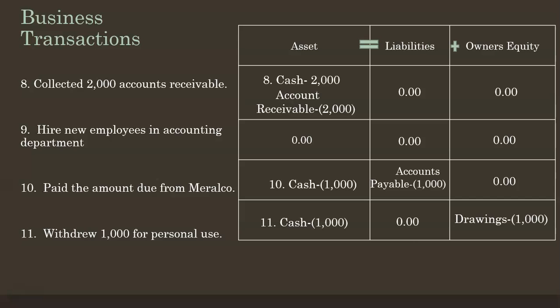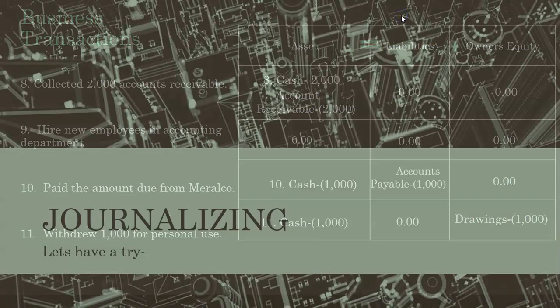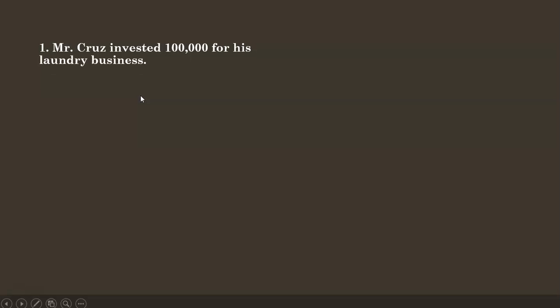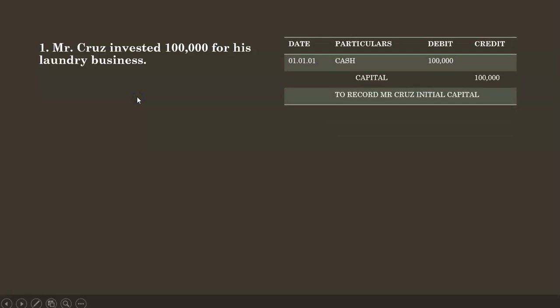When you're done, you know the effect on the asset, liabilities, and owner's equity. You can now start to do the journalizing. So let's have a try. Our first transaction is Mr. Cruz invested 100,000 for his laundry business. Wow!